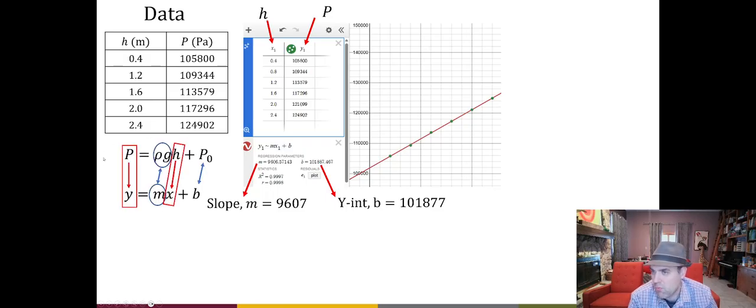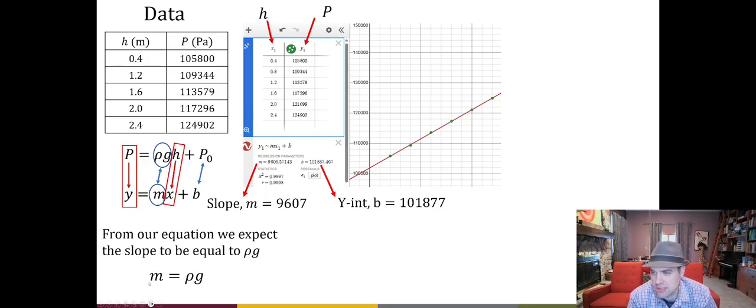Remember, with how we chose to plot this, the value for our slope is going to be our experimental value for the density times g. So we know the slope is equal to the density of the fluid times g. Here, we can just solve for the density of the fluid. That's our goal after all. So we just divide both sides by g.